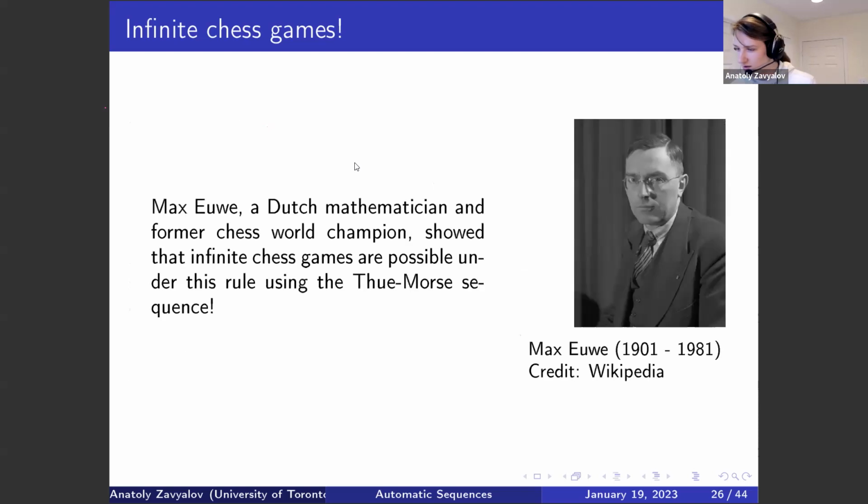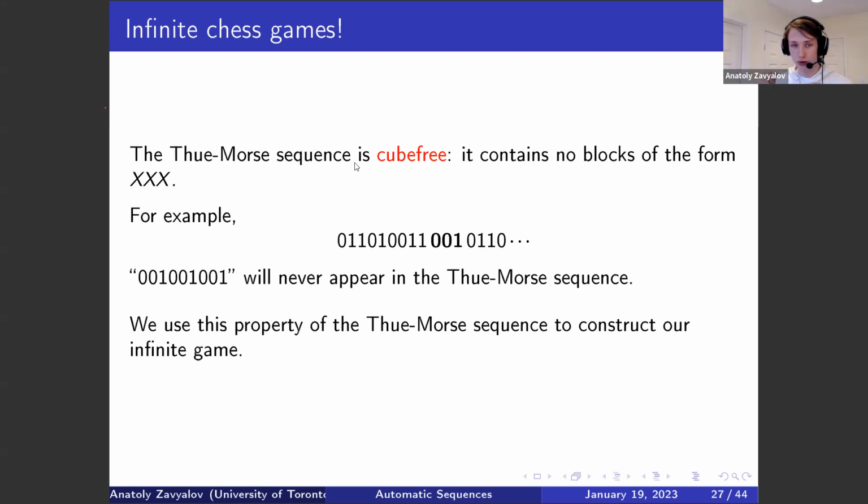This was actually proved by, I'm going to butcher this pronunciation, Max Euwe, who was a Dutch mathematician and former chess world champion. He showed using the Thue-Morse sequence that with this weakened rule, you actually can have infinite games. A property of the Thue-Morse sequence that allows us to show this is the fact that it is quote unquote cube free. What that means is if you take any chunk of the Thue-Morse sequence, it will never repeat 3 times in a row. For instance, if we pick 0, 0, 1, we're never going to have 0, 0, 1, 0, 0, 1, 0, 0, 1 appear in the Thue-Morse sequence. We can use this property of the Thue-Morse sequence to construct our infinite game.